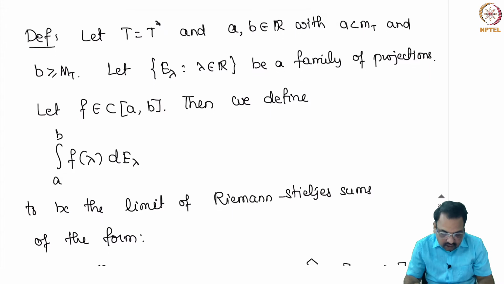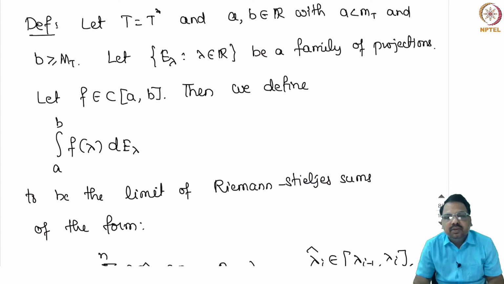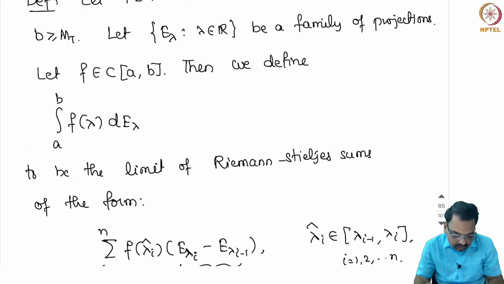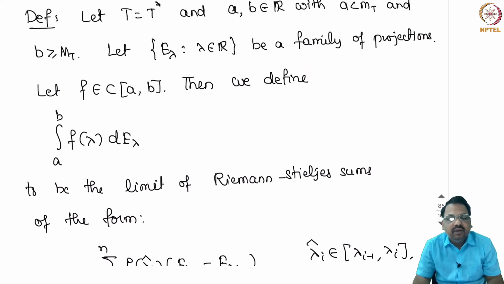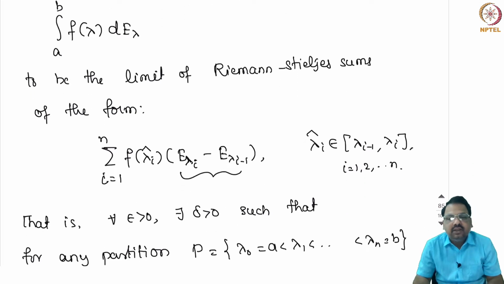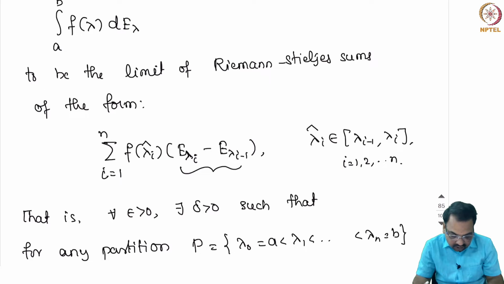Now we want to integrate with respect to a spectral family generated by a self-adjoint operator. If you have a family of projections E lambda, then we define the integral A to be the integral of f lambda dE lambda, the limit of Riemann-Stieltjes sums of the form summation i equal to 1 to n f of lambda i hat times (E lambda i minus E lambda i minus 1), where lambda i hat is a member of the ith subinterval lambda i minus 1, lambda i.